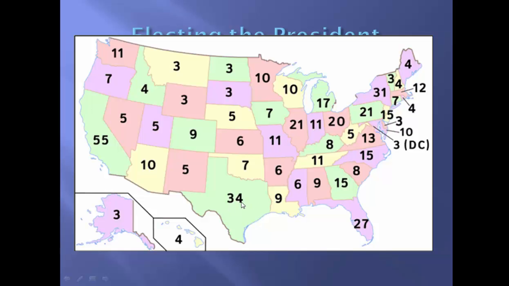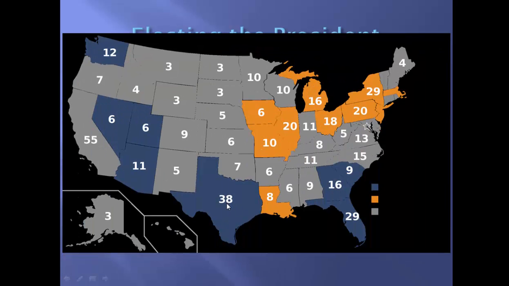So Texas, they had 34. Now they have 30. They gained 4 members in the House of Representatives. They also gained 4 Electoral College votes. These numbers may also shift in 2020 when we conduct the census again. All right.